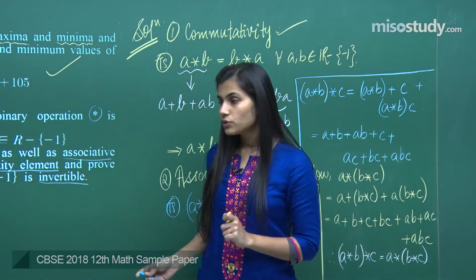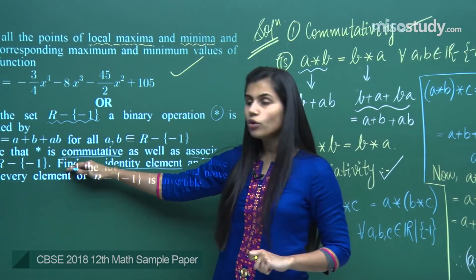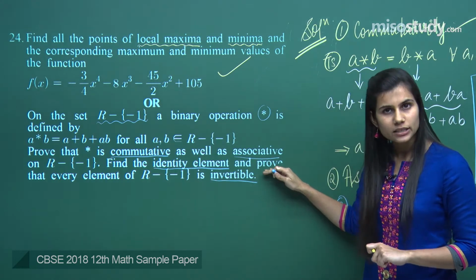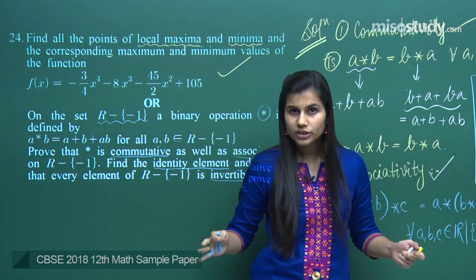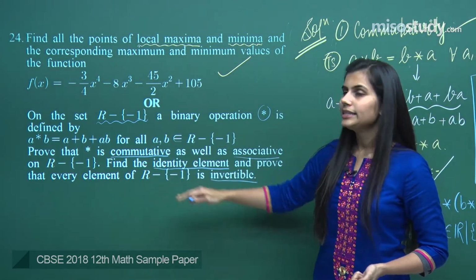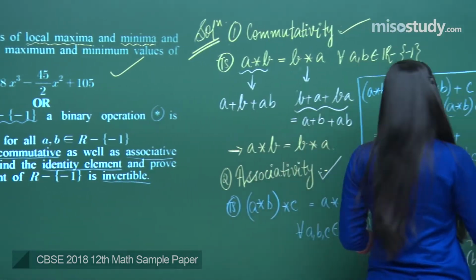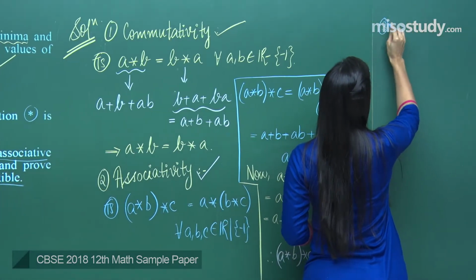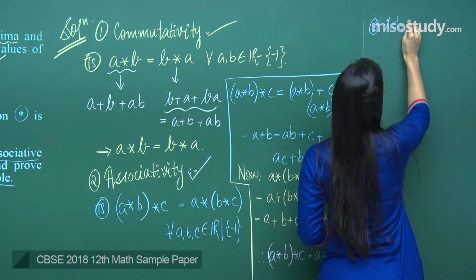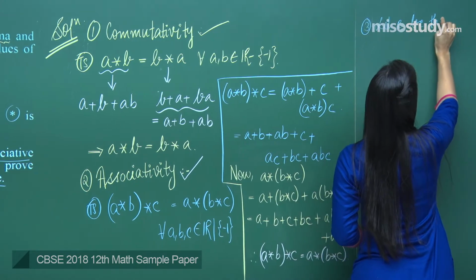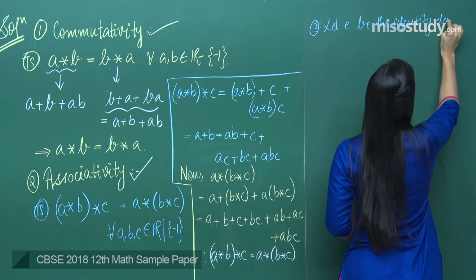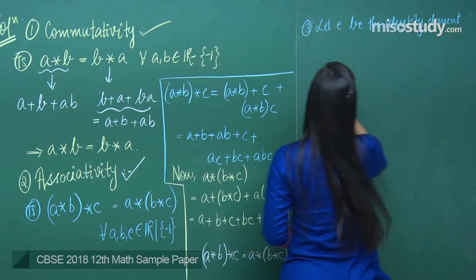That means the two claims which were asked about this operation were to show whether this operation is commutative or not, and whether this operation is associative or not. And we have found that this operation is both commutative and associative. Now the next step is to find the identity element. Now the identity element which we wish to find is suppose given by the letter E. Let E be the identity element in the set.